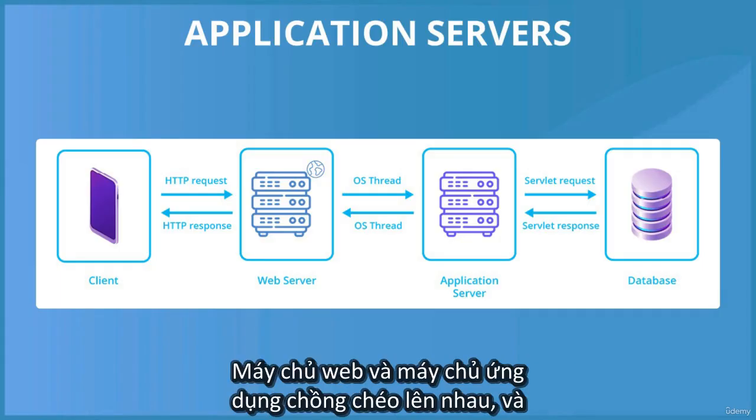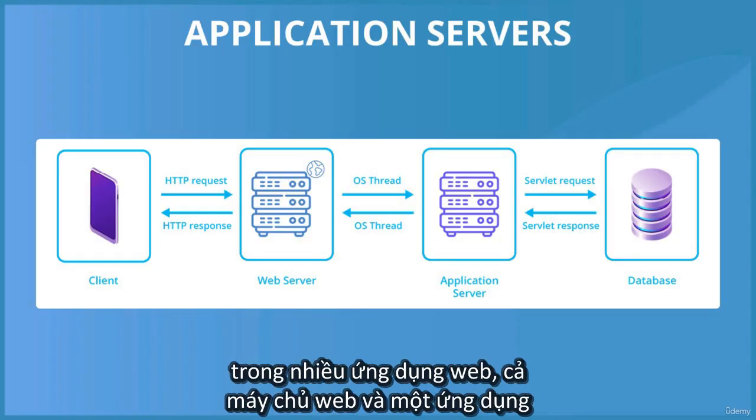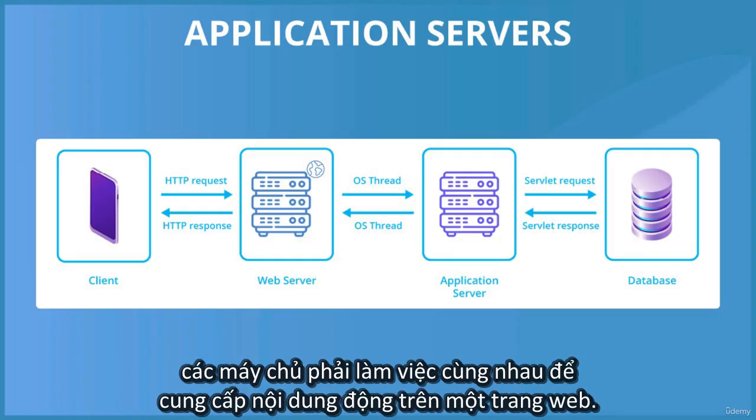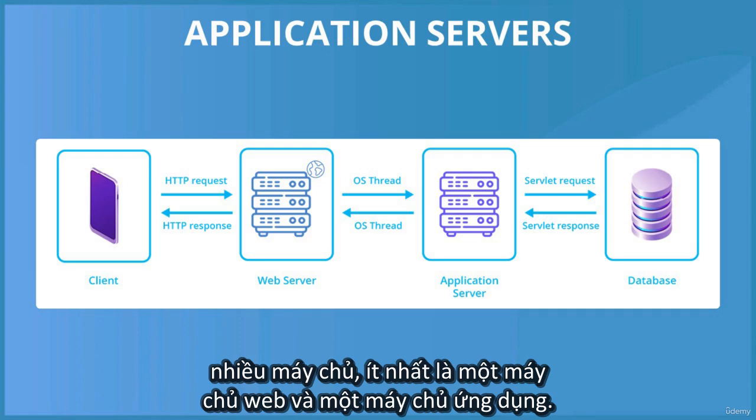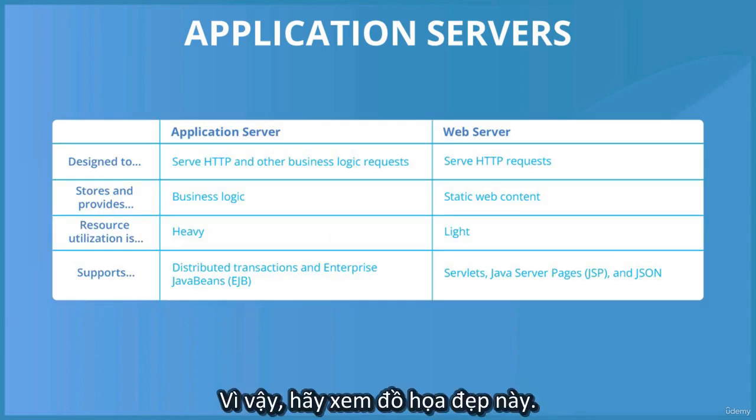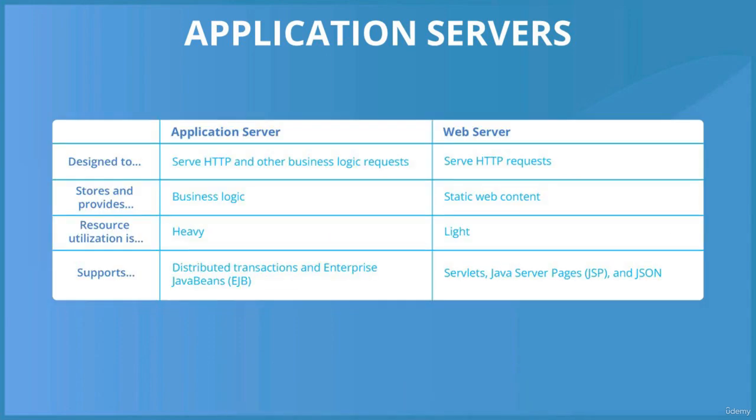Web and application servers overlap, and in many web applications, both a web server and an application server must work together to deliver dynamic content on a web page. Large web applications with high traffic typically use multiple servers, at least one web server and one application server. So check out this beautiful graphic.